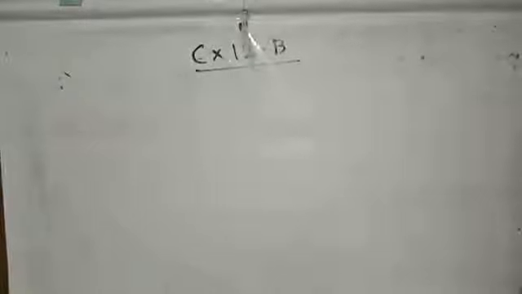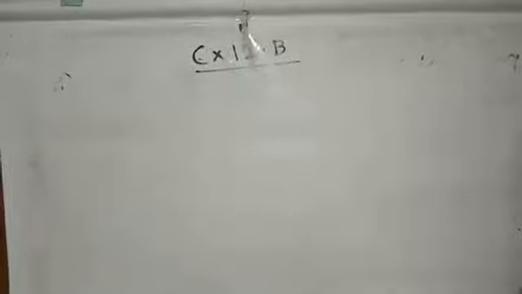And a plus b the whole square is equal to first term square plus 2 into first term into second term plus second term square. And a minus b the whole square is a square minus 2ab plus b square, that is first term square minus 2 into first term into second term plus second term square.